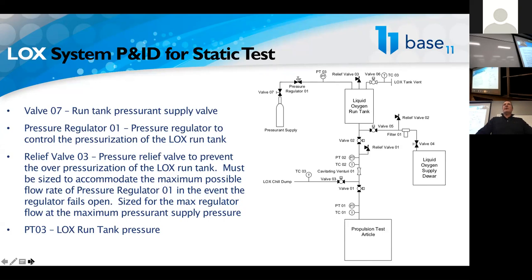The code is going to tell you what the allowable stress is for your material at your condition. You don't get to pick the safety factor. All you get to use is the allowable stress per the code for your material. And then, of course, we needed some way of measuring the pressure in the tank. So adding pressure transducer 3.